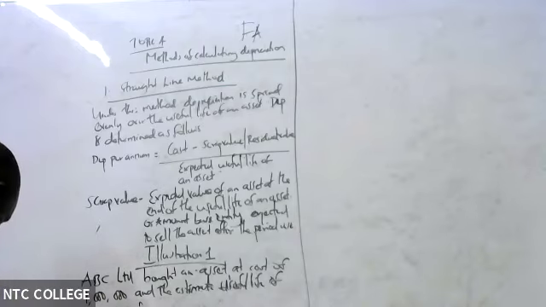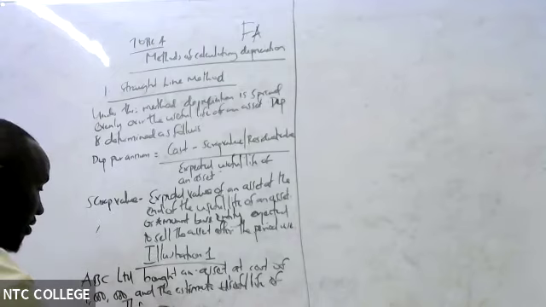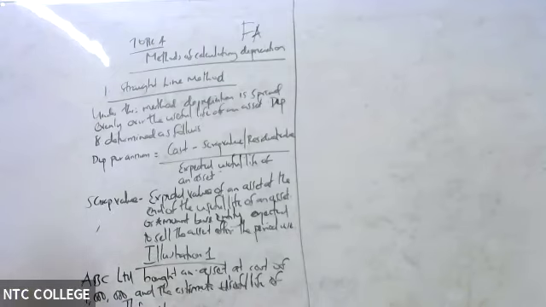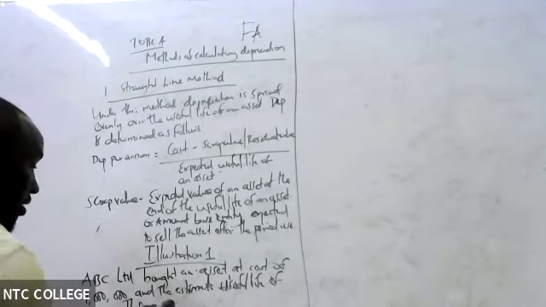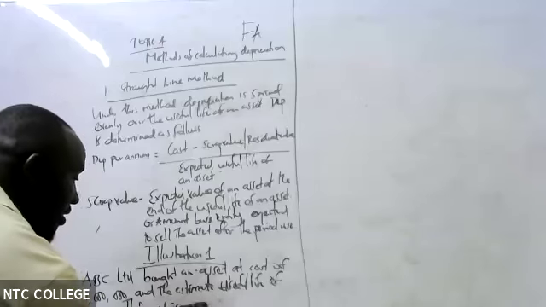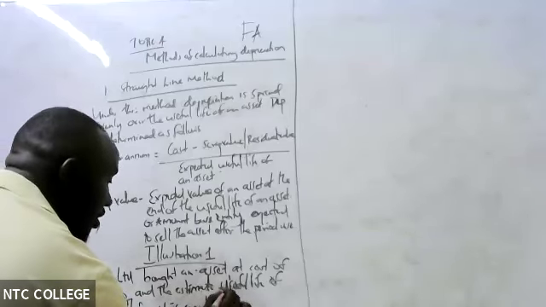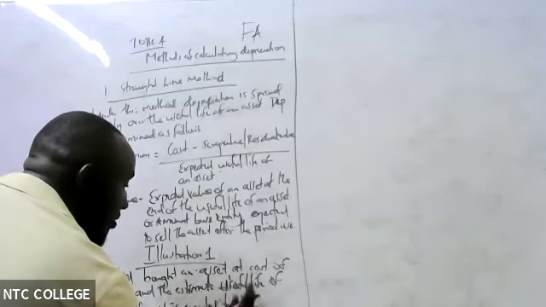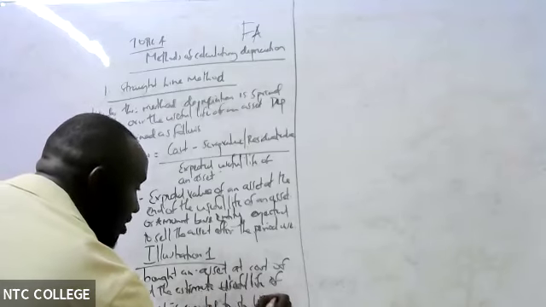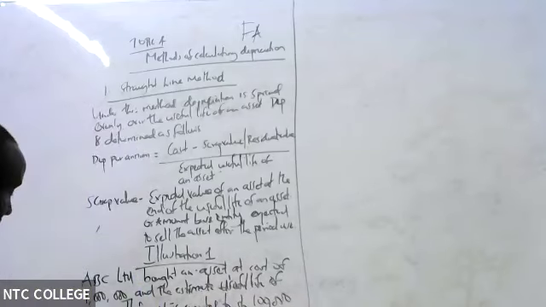And the asset is expected to be shillings 100,000 at the end of the useful life.